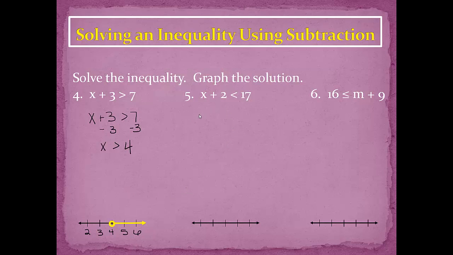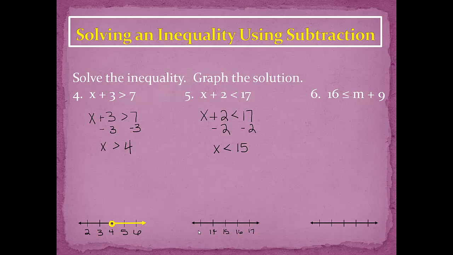Now for number 5, we have x plus 2 is less than 17. If we solve this just like we did equations, we would subtract 2 from both sides. So we'll have that x is less than 17 minus 2, which is 15. Now we can fill out the number line. So we have 15, and to the right we'd have 16 and 17, and then to the left we have 14 and 13.